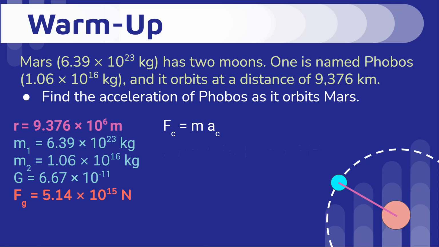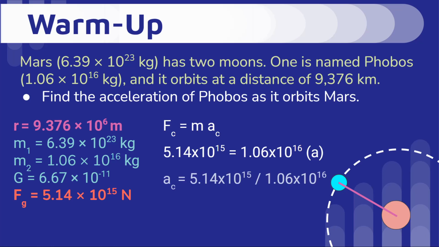So when you substitute in, this is my gravitational force, it is my centripetal force. It is equal to the mass of Phobos, which is 1.06 times 10 to the 16th, times a. Again, we're trying to isolate that variable to get a by itself, which means we need to divide both sides by 1.06 times 10 to the 16th, and that's what goes in my calculator.